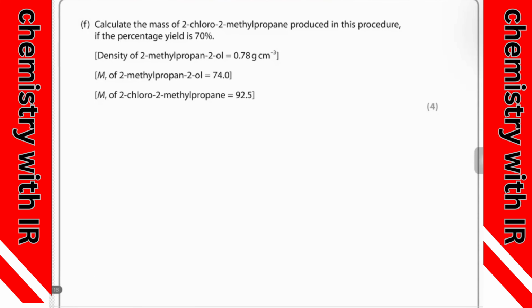Okay, calculate the mass of 2-chloro-2-methyl propane produced in this procedure if the percentage yield is 70%. So the density is this, and the MR of this and the MR of this. This is 4 marks. First of all, the percentage yield is 70%. This is the density, 0.78 grams per centimeter cube.